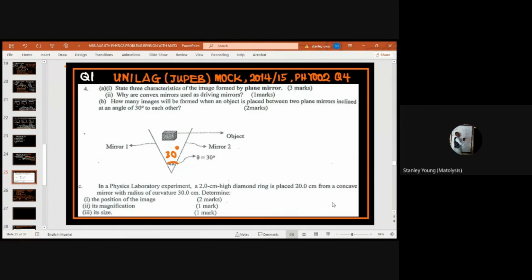The C part of the question says, in a physics laboratory experiment, a 2-centimeter high diamond ring is placed 20 centimeters from a concave mirror with a radius of curvature of 30 centimeters. Determine the position of the image, its magnification, and its size. So what do you do here? You write down your parameters.